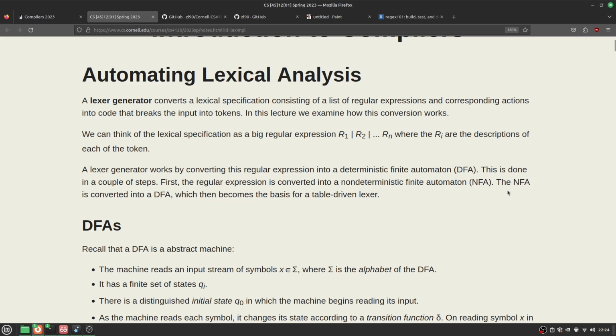Cool. So it's an NFA and then a DFA, which is more abstract, and then you actually implement the DFA as a table-driven lexer.